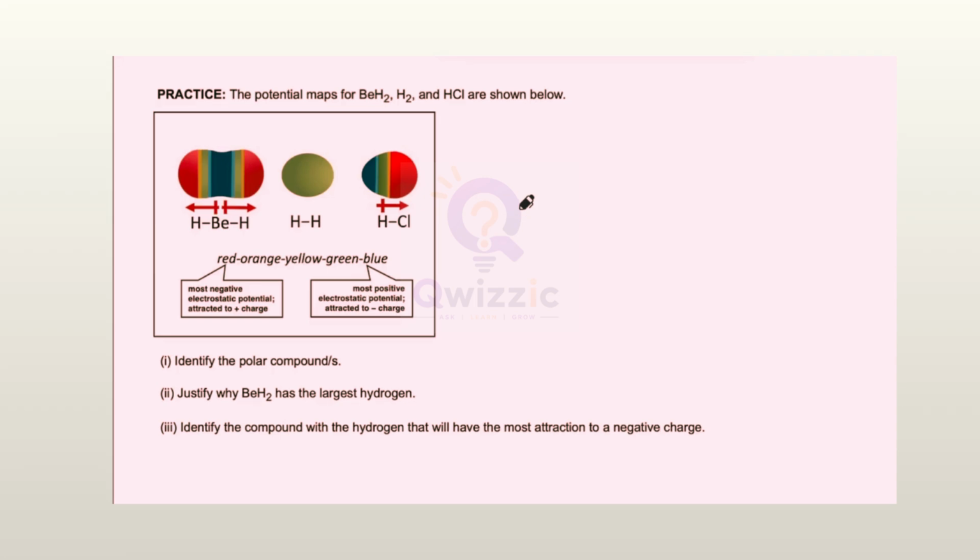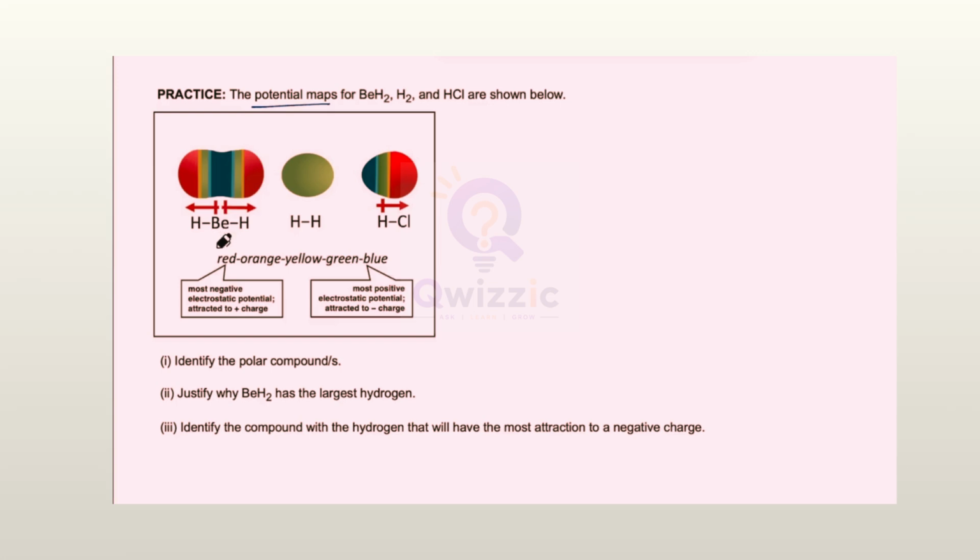Our next problem says, the potential maps for BeH₂, H2, and HCl are shown below. And we have this little diagram with these potential maps in sort of rainbow colors. For BeH₂, we have this molecule where you have red on either end, shading to orange, and then a band of green, and then the central blue band, with the molecule labeled with the hydrogens on the outside and the beryllium on the inside. And then we have two dipole moment arrows shown, going from the beryllium to the outer hydrogens on either side.